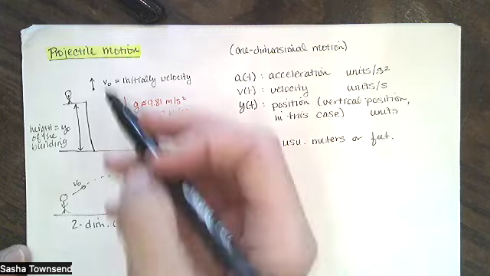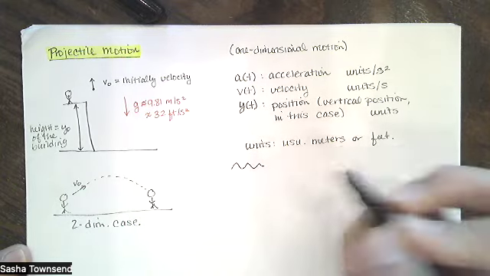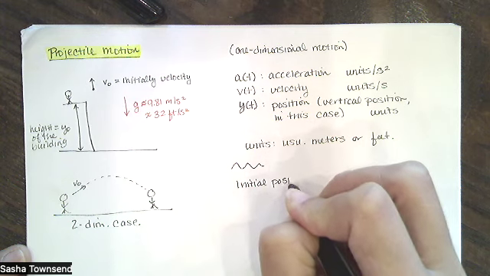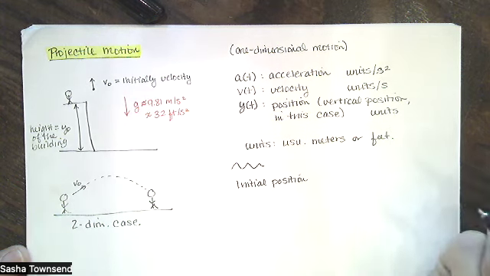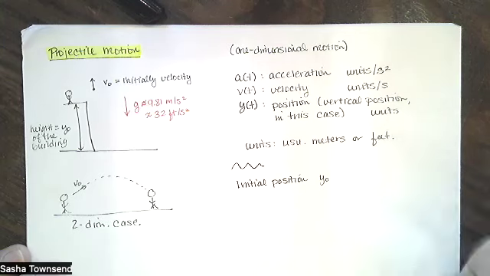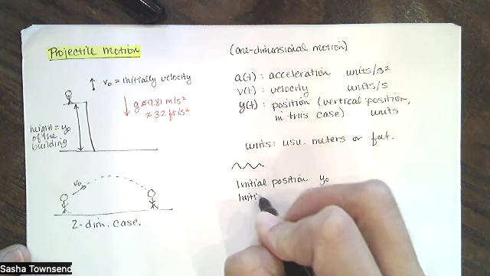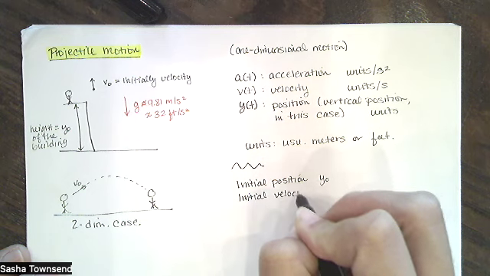So let's say you start with a ball with some initial position, and that's given to you. We're going to call that initial position y naught. And then we also know the initial velocity, and that's b naught.